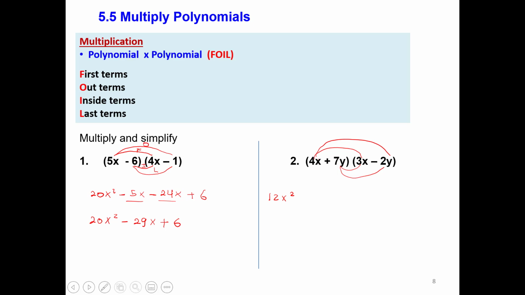4, first the sign, positive times negative is negative. 4 times 2 is 8. Because these are different variables, we just write the variables x, y. Positive times positive is positive. 7 times 3 is 21. Again, because we have different variables, we just write the variables x, y.